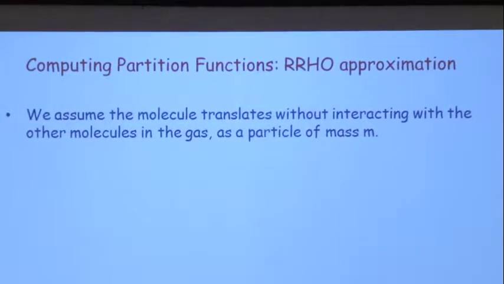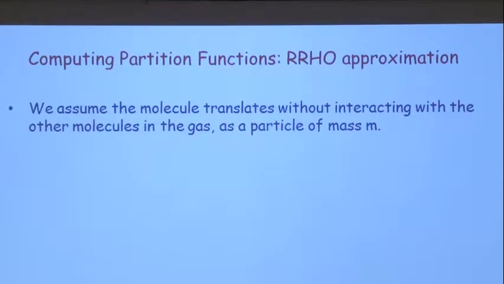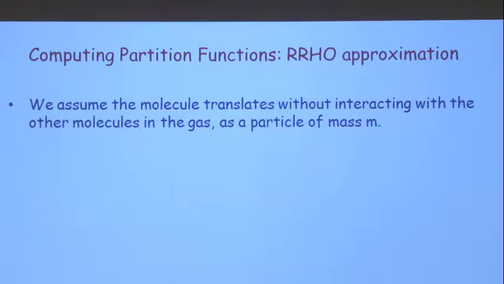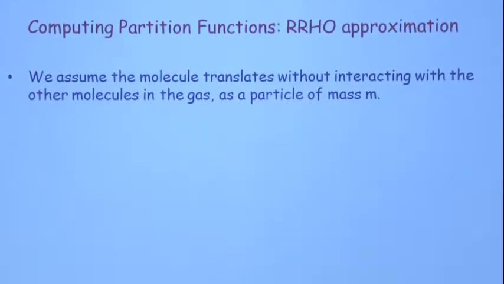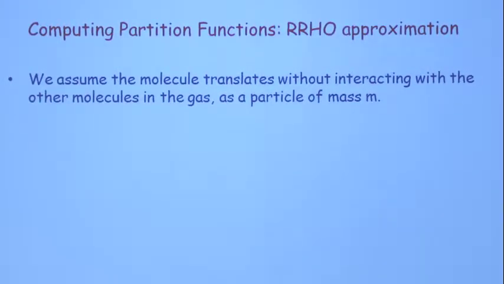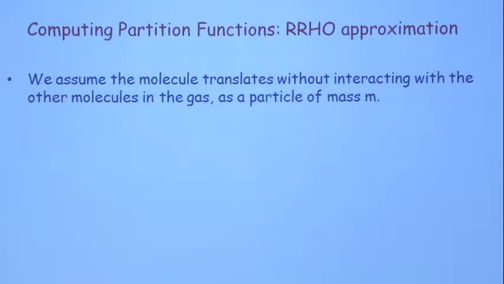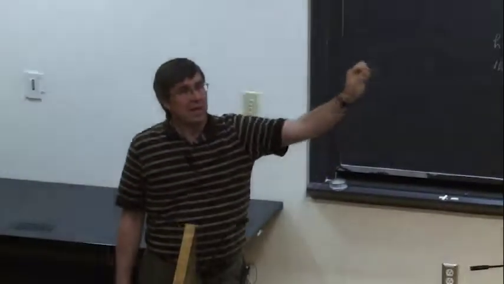So the way it's usually done is people make what's called the rigid rotor harmonic oscillator approximation, RRHO. So the first thing they do is assume an ideal gas, which means you assume your molecule is just floating around in space, and it just bumps into the walls. It doesn't hit any of the other molecules, and it doesn't feel the other molecules.